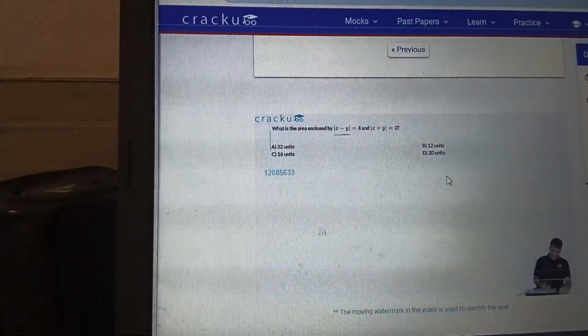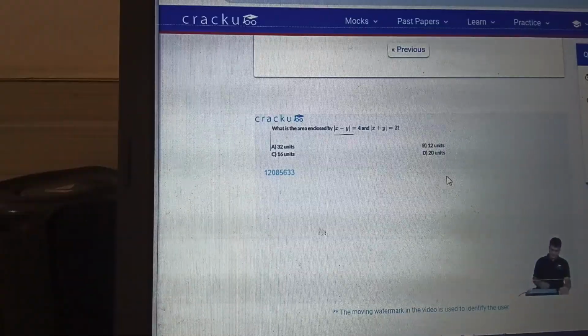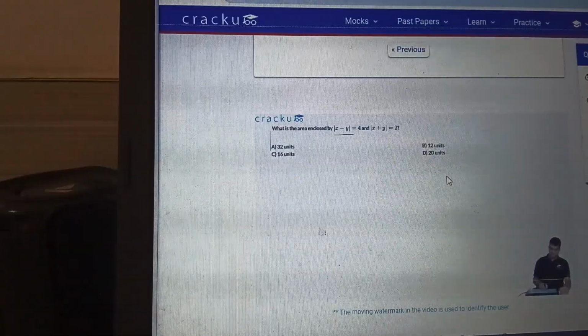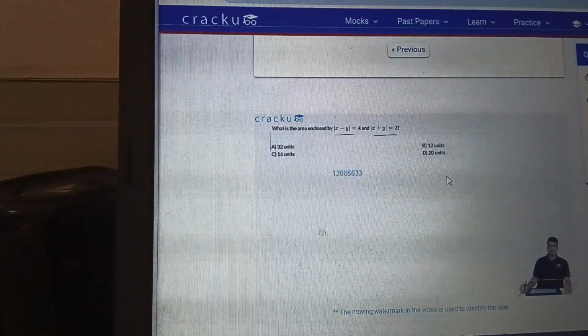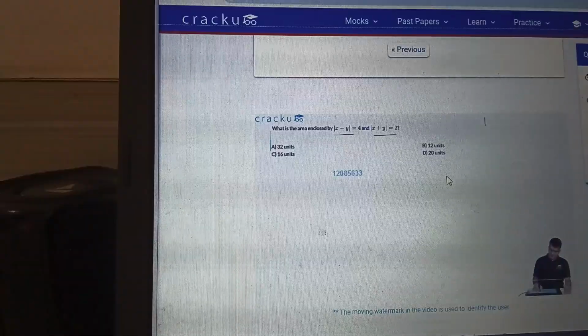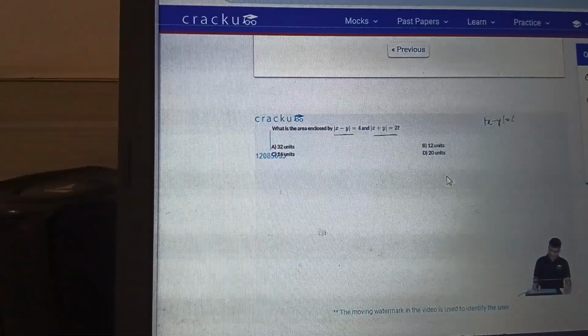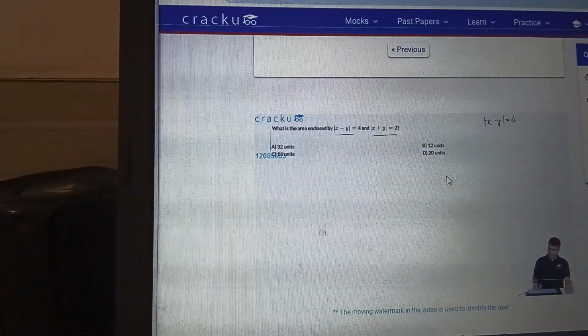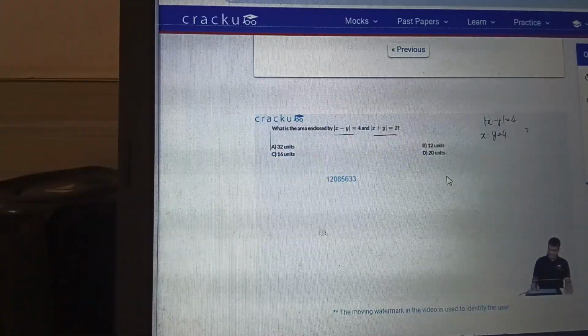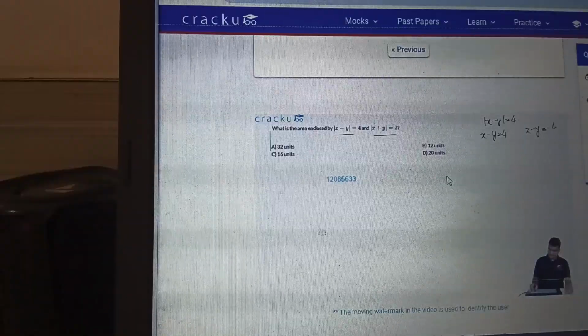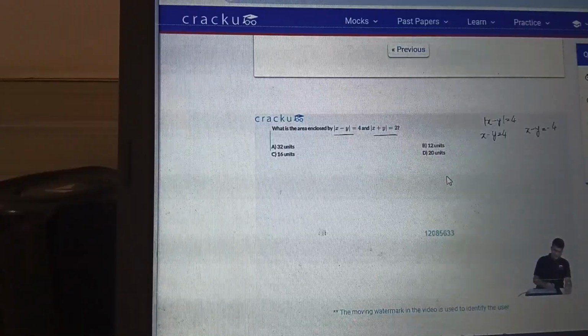We are told to calculate the area that is enclosed by modulus of x minus y is equal to 4 and modulus of x plus y is equal to 2. So we'll first look at what exactly modulus of x minus y is equal to 4 represents. This represents two lines. The first line is x minus y is equal to 4 and the second line is x minus y is equal to minus 4. So let us try to understand how each of the lines looks.